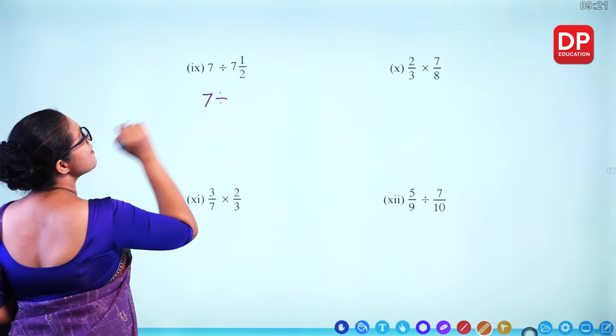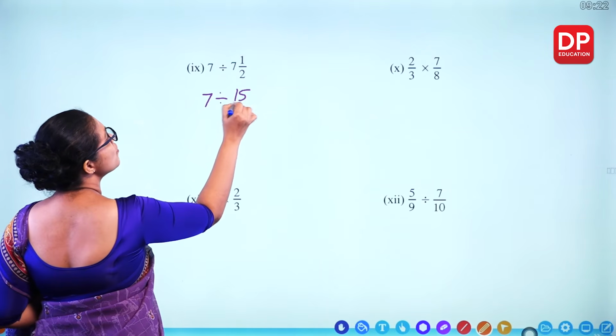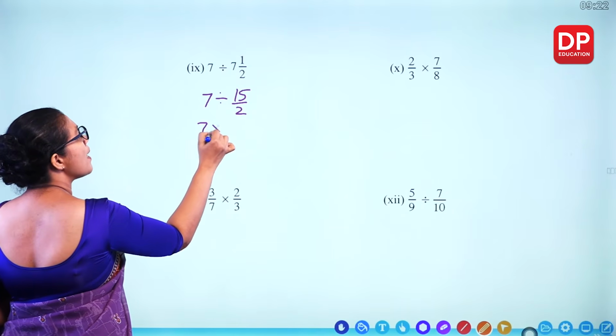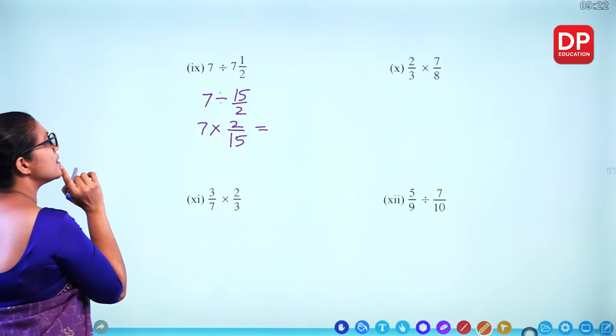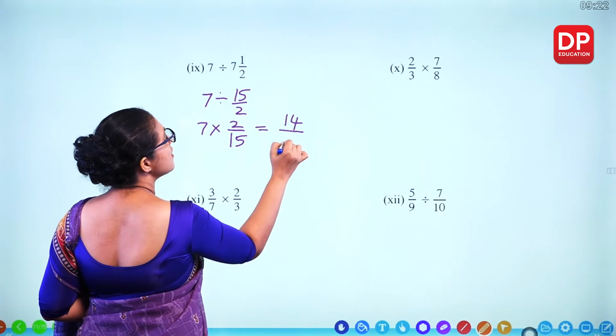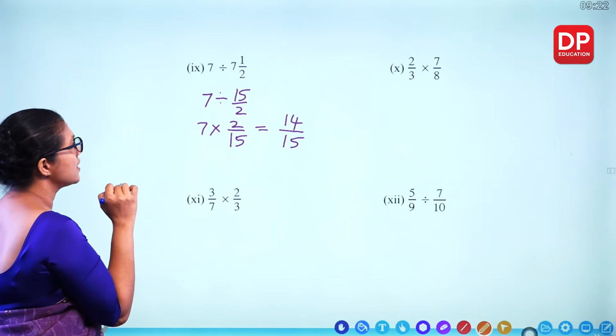7 divided by 7.5, which is 15 over 2. Now multiply by the reciprocal. So what you get? 7 times 2, 14 over 15.